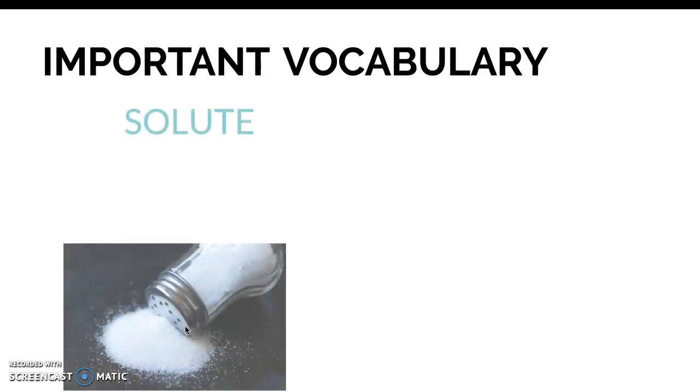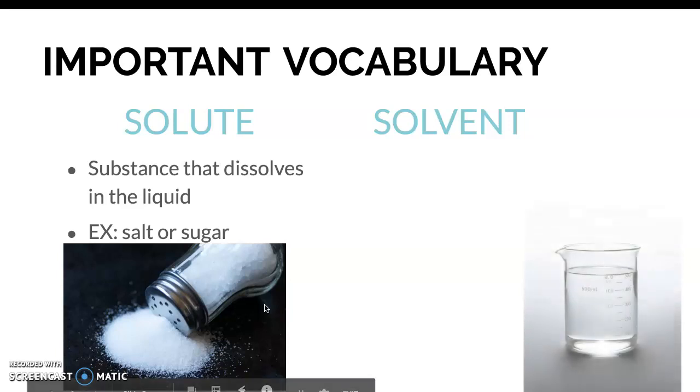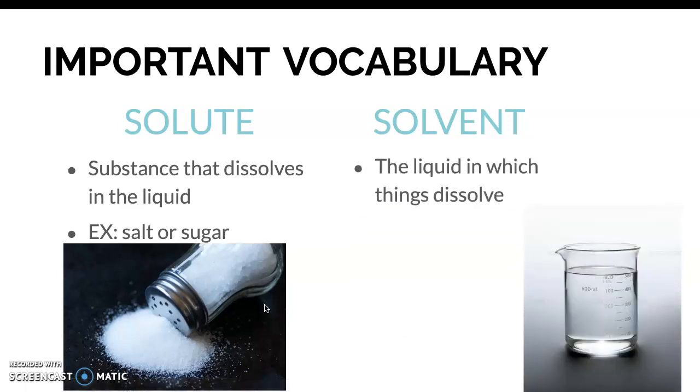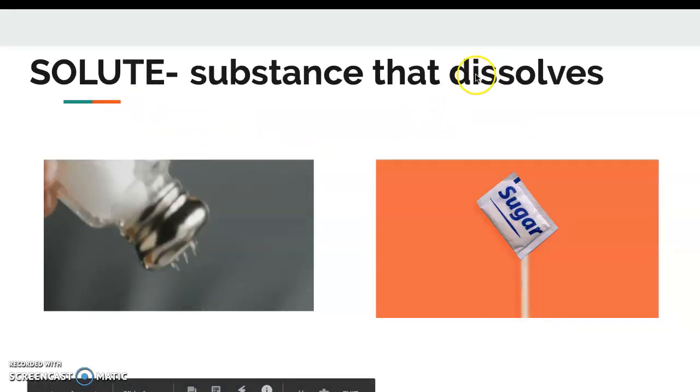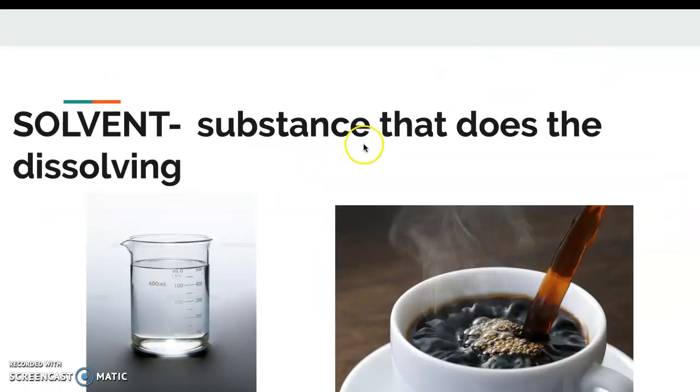Important vocabulary. Solute is a substance that dissolves in the liquid. For example, salt or sugar. Solvent is the liquid in which things dissolve. Example, water. Solute, once again, is the substance that dissolves: salt, sugar. Solvent is the substance that does the dissolving. We have water here. We have coffee here. The solute would be the sugar that you put into the solvent, which is the coffee.